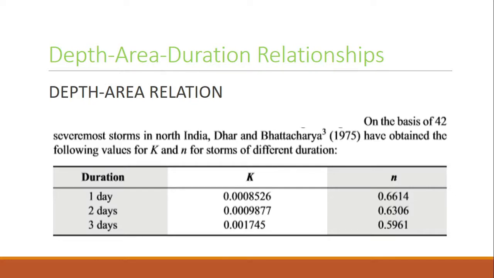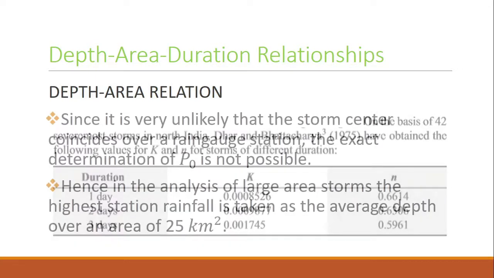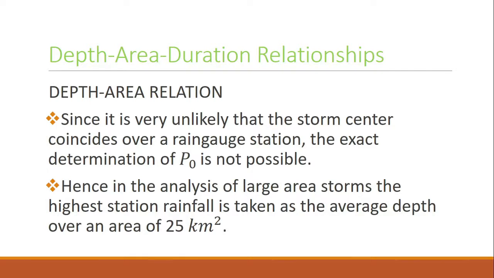So as you can see, on the first day, the value of K is the least, while the value of N is the greatest. On the third day, the value of K has increased, while the value of N has decreased. Since it is very unlikely that the storm center coincides over a rain gauge station, the exact determination of P naught is not possible. Hence, in the analysis of large area storms, the highest station rainfall is taken as the average depth over an area of 25 square kilometers.